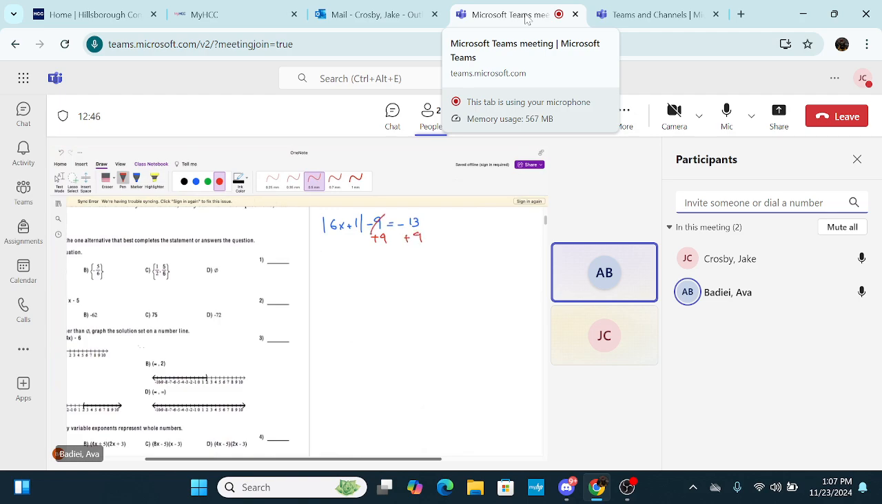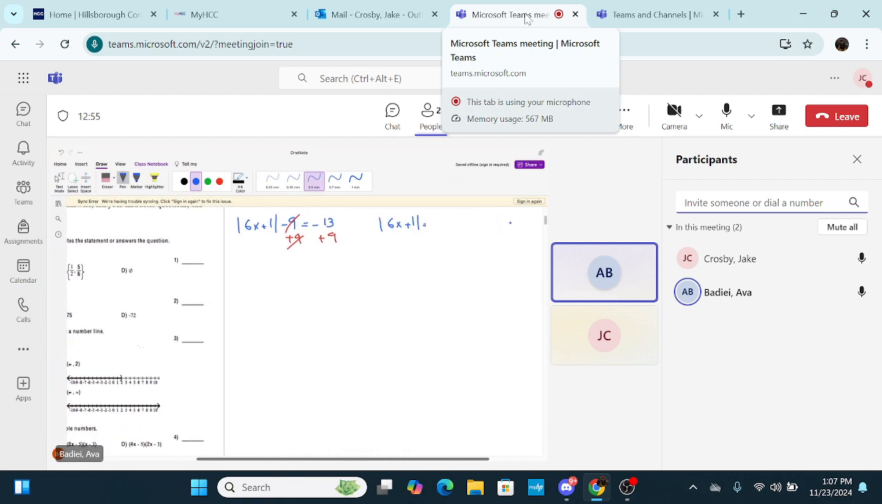So you're going to get the absolute value of 6x plus 1 equals, what is negative 13 plus 9? Negative 4. That's it. Now, before doing anything, for absolute values, sometimes we just have to look at what absolute value means. This function is supposed to make everything positive. Does it make sense that the answer for an absolute value is a negative number? No, so it's no solution? Exactly. So it's going to be choice D.